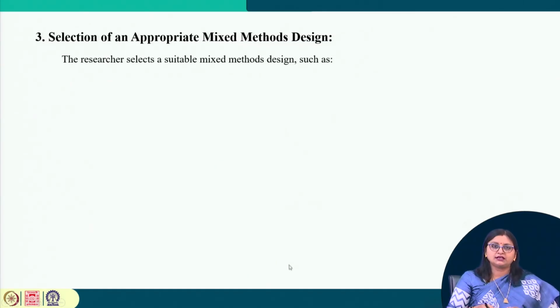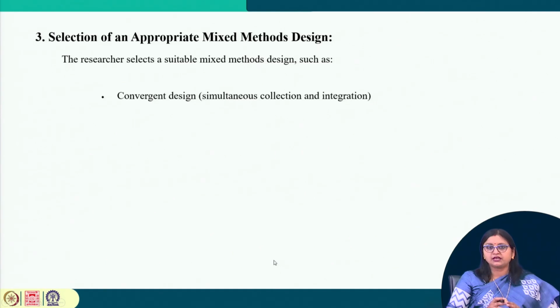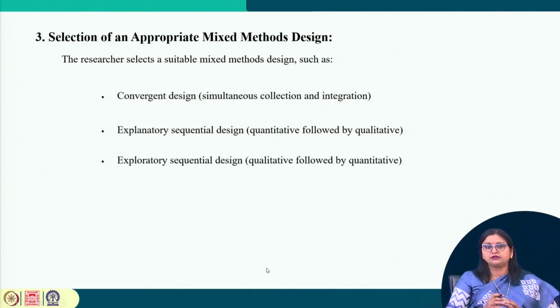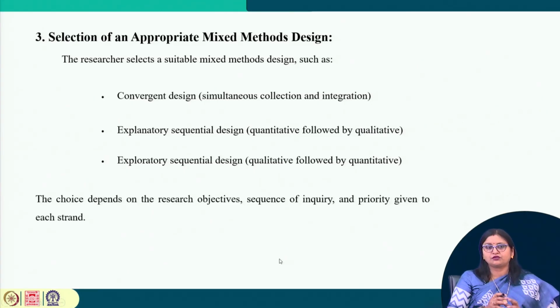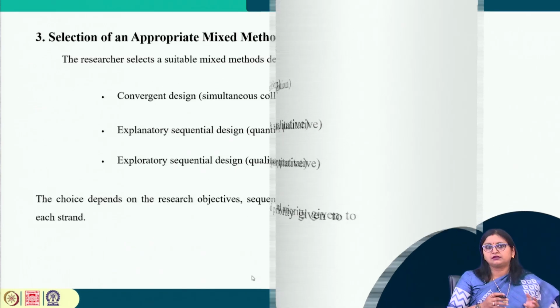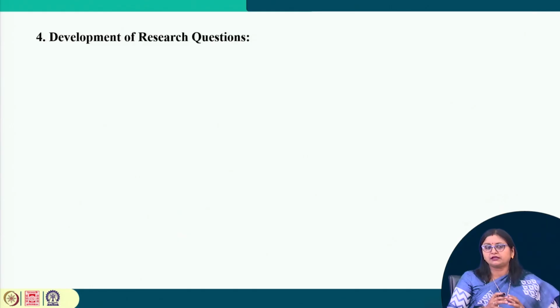The researcher will select a suitable mixed methods design, such as convergent design, that is simultaneous collection and integration, explanatory sequential design, that is quantitative followed by qualitative, and exploratory sequential design, that is qualitative research followed by quantitative data. I discussed this in the previous lecture also in detail. The choice depends on the research objective, the sequence of inquiry, and the priority given to each strand, and especially the choice of the researcher.